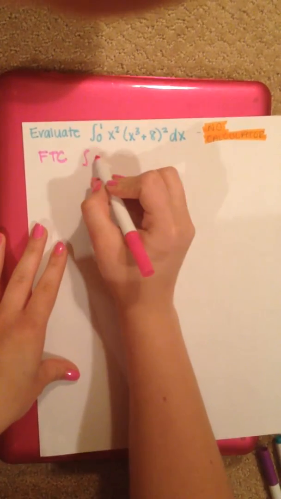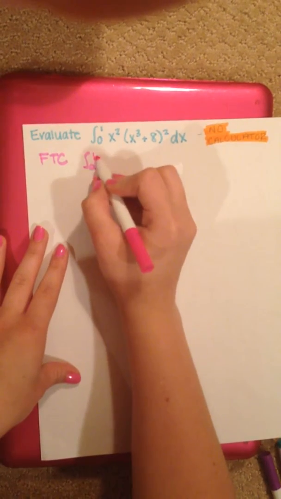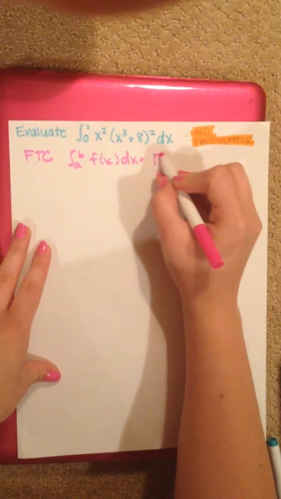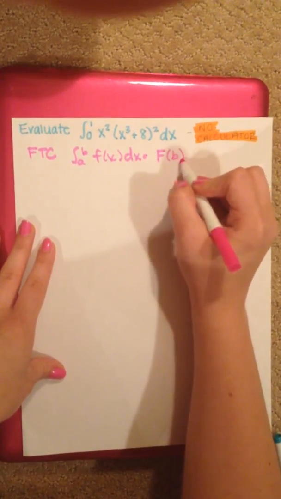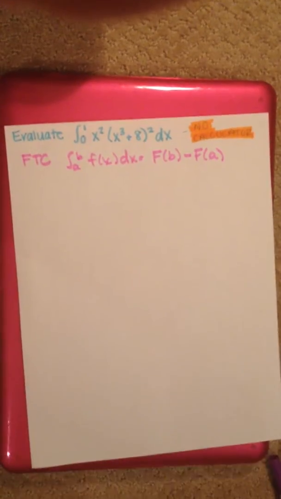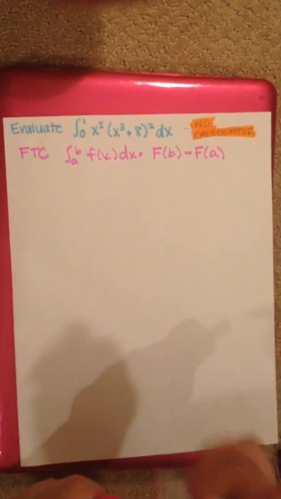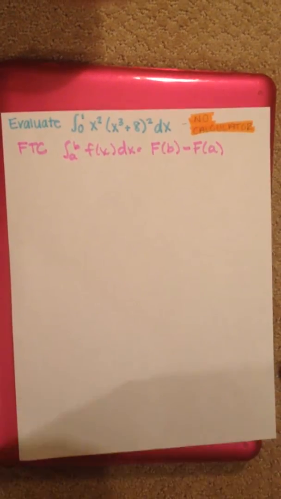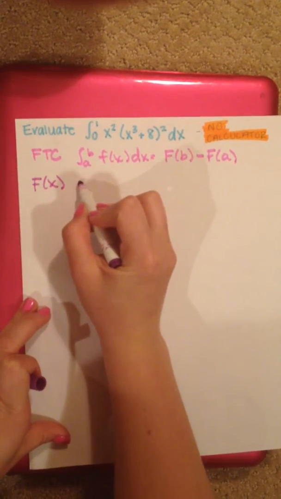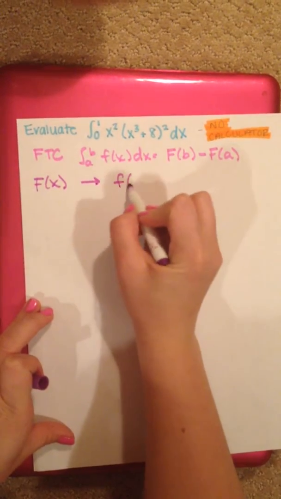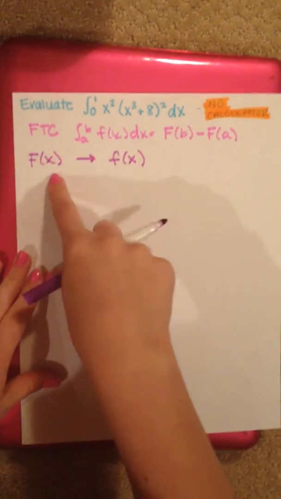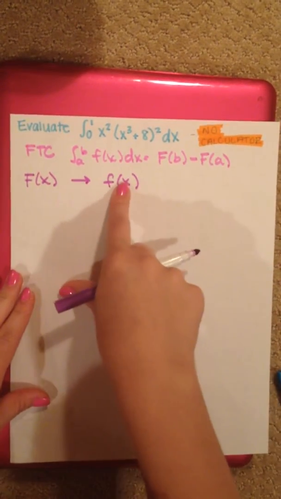the integral of f of x is equal to F of b minus F of a. So the first thing that we need to do, according to this, is to find F of x, because right now all we have is our little f of x. So we need to find the integral, and this is what we have.